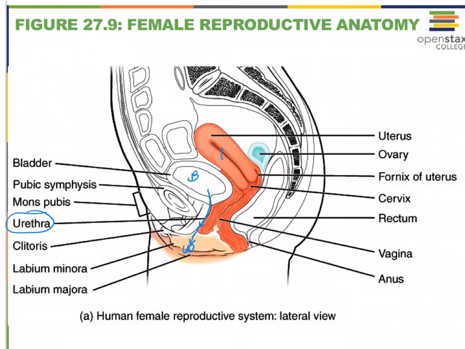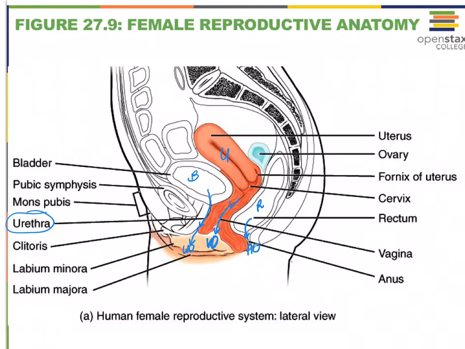Here we have the uterus. We'll learn more about the uterus in another video, which leads into the vagina, and then the vagina eventually leads out to the vaginal orifice, VO for vaginal orifice. And then finally here we have the rectum, which of course is going to lead into the anal canal. The anal canal will then give rise to the anal orifice.